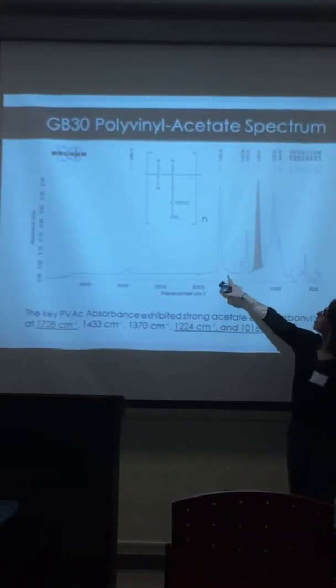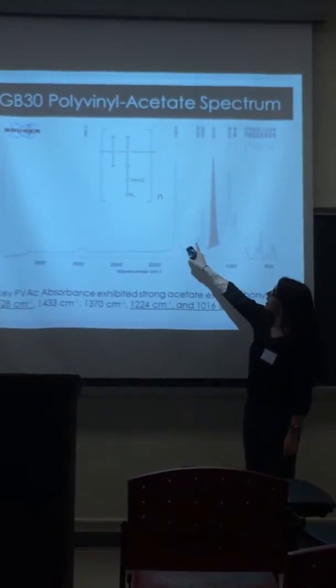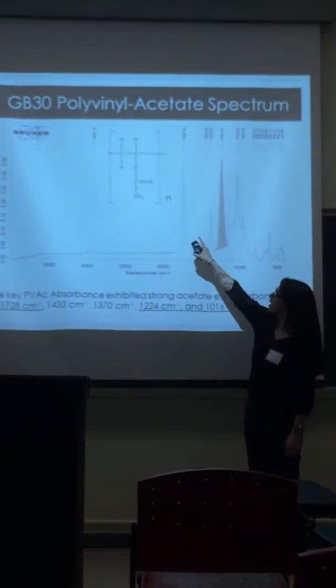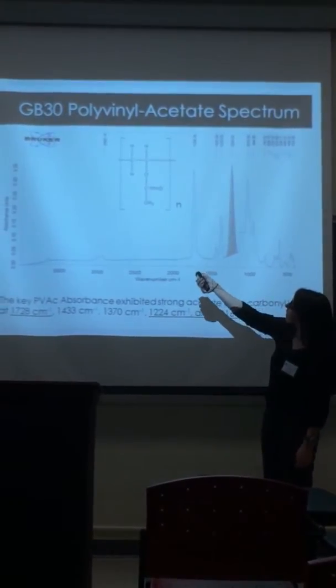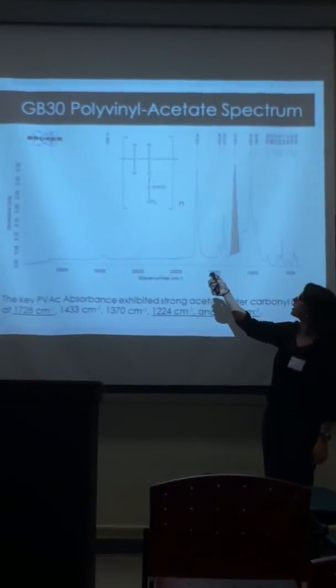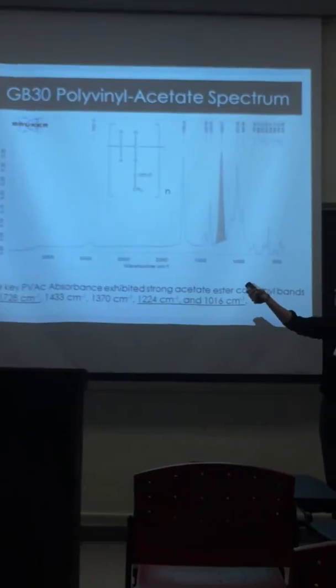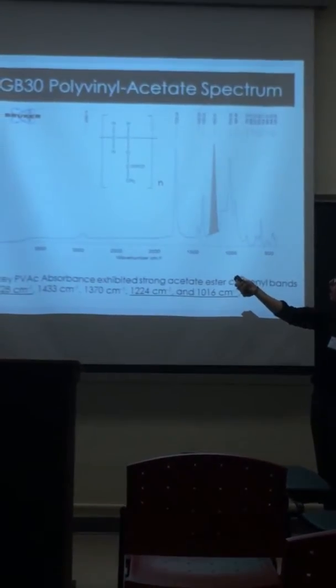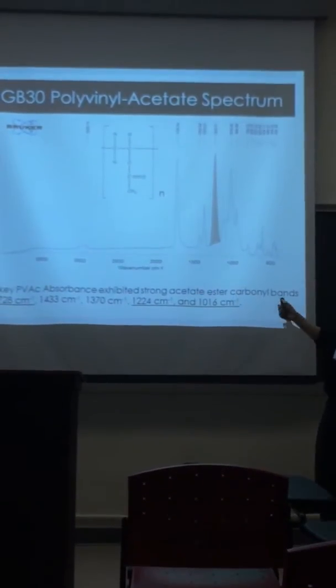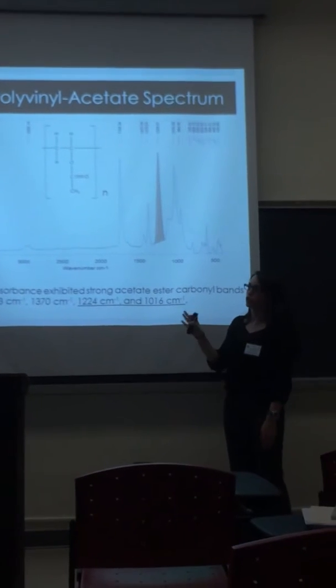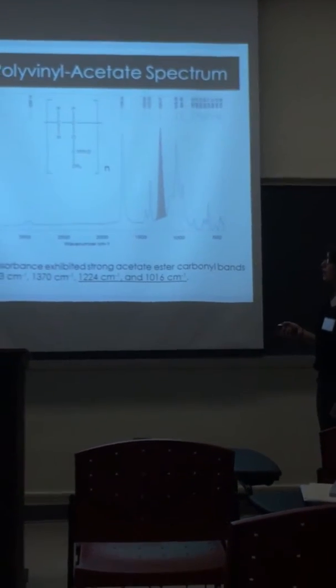So here you have the 1728 peak, and that represents the carbonyl of the acetate moiety. Here the highlighted peak at 1224 represents the ether of the acetate moiety, and here at 1016 just kind of shows the acetate in general. We ended up focusing for our results on the 1224 peak.